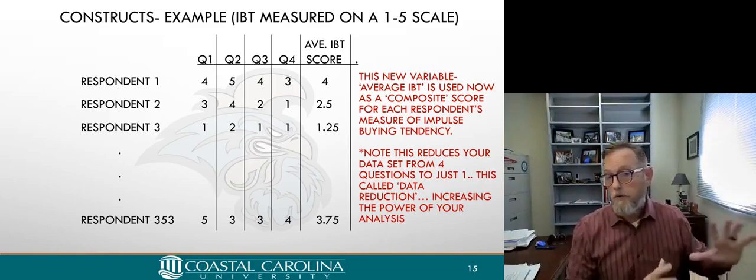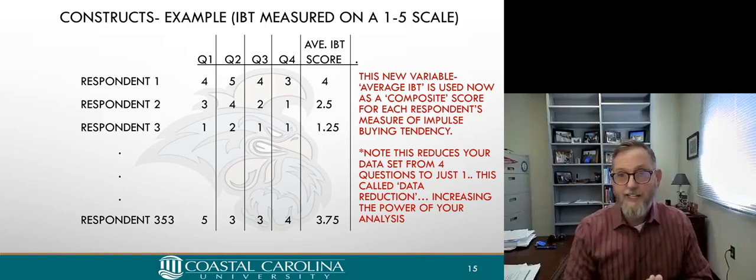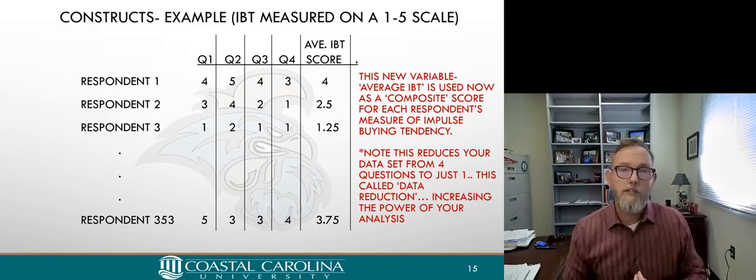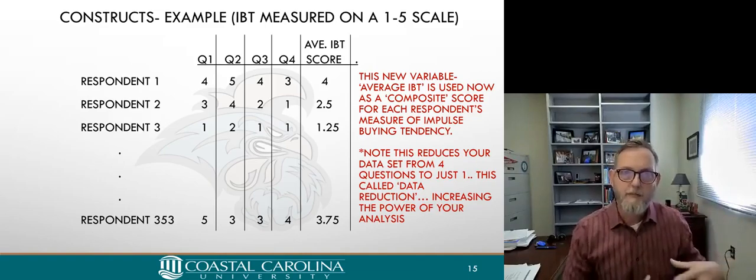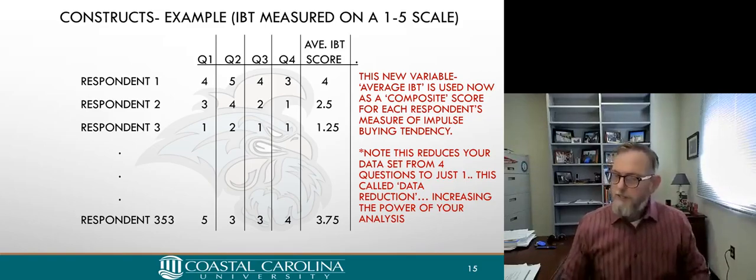So moving forward, we actually won't use all the original raw data. We'll use this new variable we created, the average IBT score, and that one global score will represent this abstract concept of impulse buying tendency.